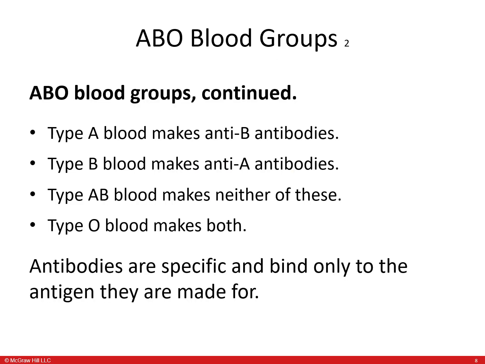Type A blood makes anti-B antibodies. Type B blood makes anti-A antibodies. Type AB blood makes neither of these. And type O blood actually makes both of them. So antibodies are specific and bind only to the antigen that they're made for.